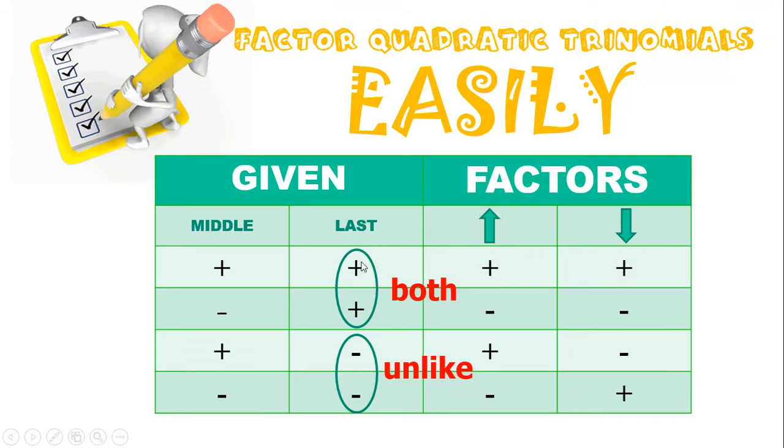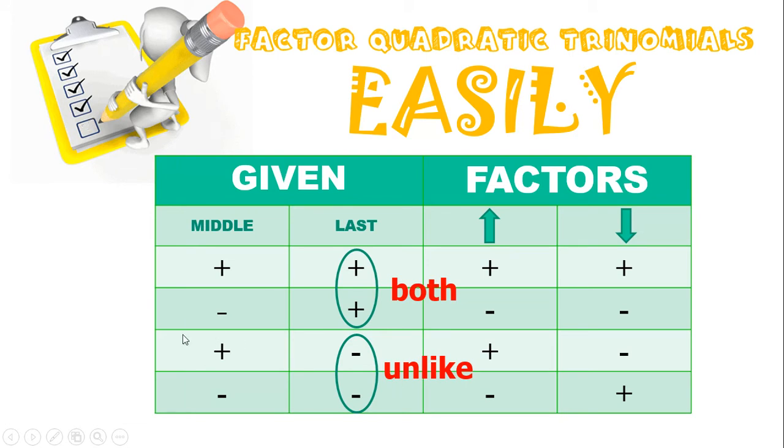If the sign of the last term is positive, our factors are either both positive or both negative. Just take a look at the middle term. If the middle term is positive, factors are both positive. If the middle term is negative, factors are both negative. On the other hand, if the sign of our last term is negative, our factors will obtain unlike signs.